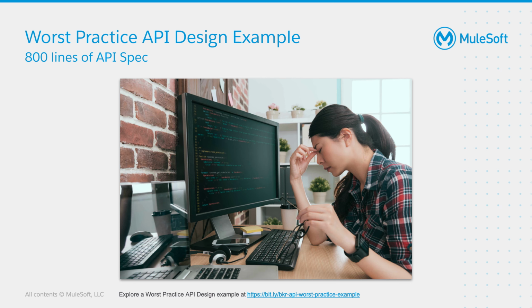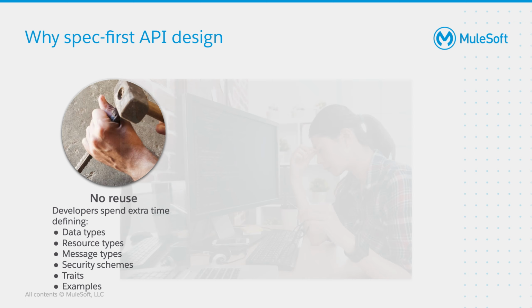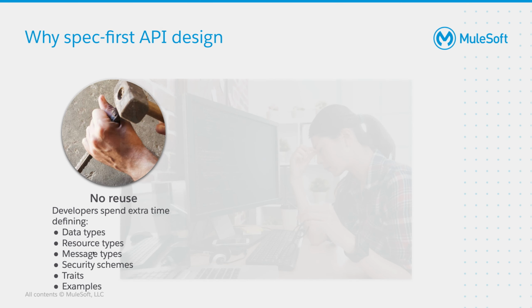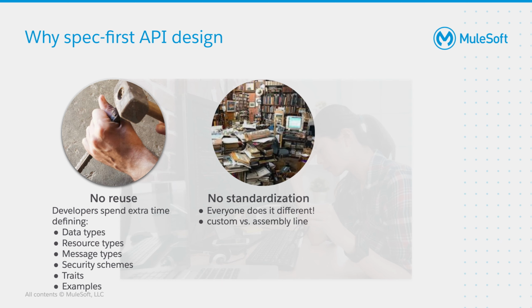They have to wade through hundreds of lines of code typically to figure out what an API does, and that just makes it hard. There's no reuse of data types. It's kind of like the Stone Age. Every developer is creating their own data type out here, their own resource types, their own message types, their own security schemes, and so on. So even though we may have account information being exposed from multiple systems, it all looks different, and every developer is wasting time because they're not leveraging any reuse.